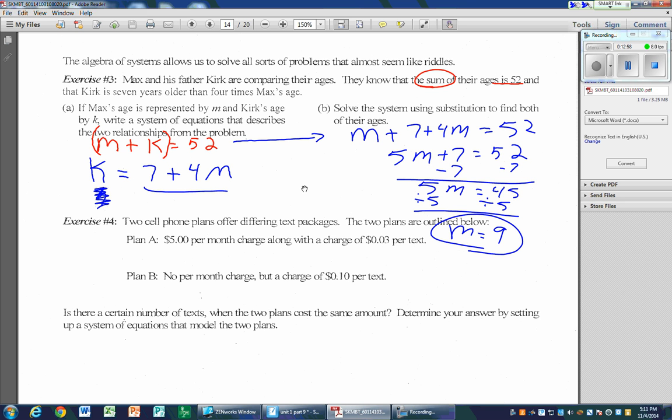Max is 9. But guess what? We want to know both their ages. If Max is 9, then take an equation. Why don't I take that one? So here we have, sorry that I'm running out of room here, Max plus Kirk is 52. I know Max is 9. Subtract 9 from both sides, so Kirk is, do you have it? 43.